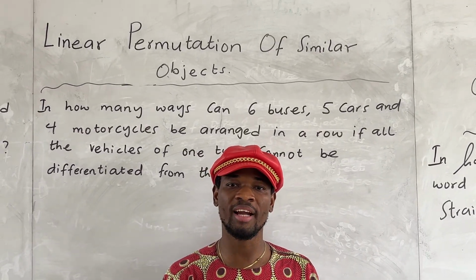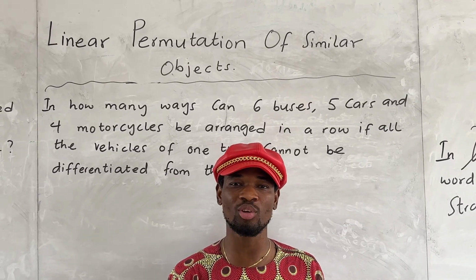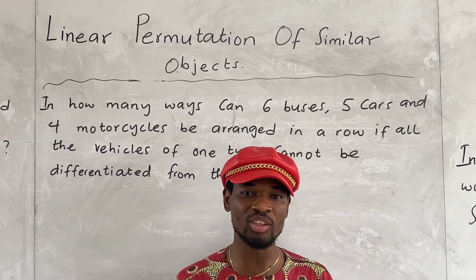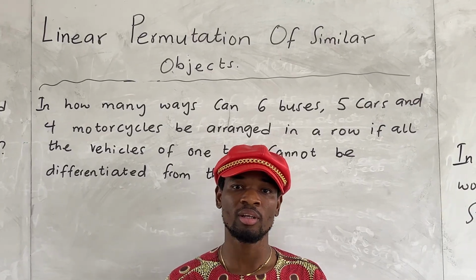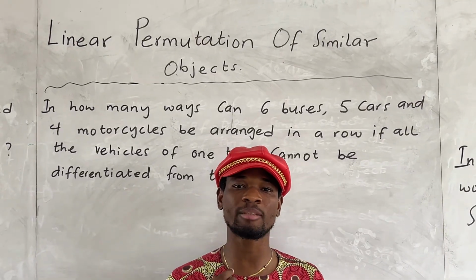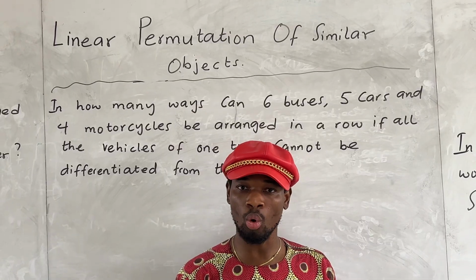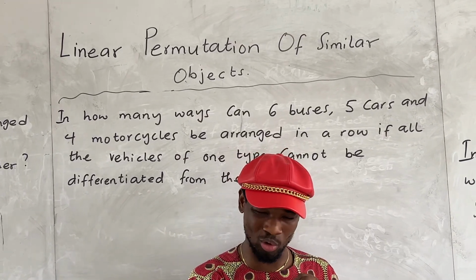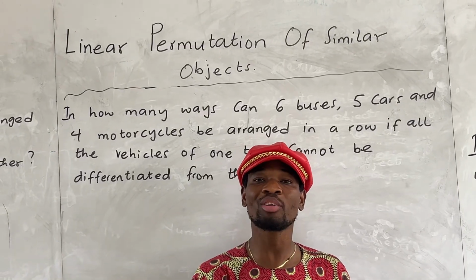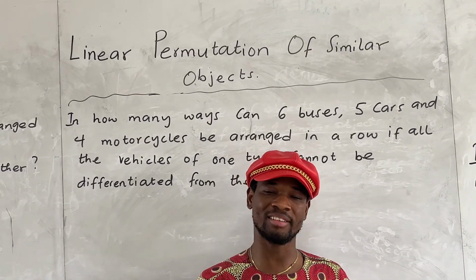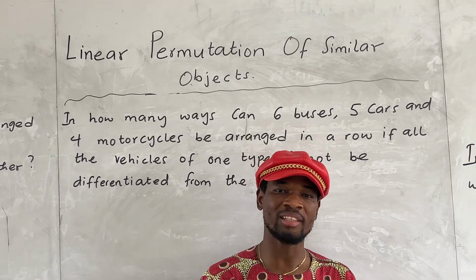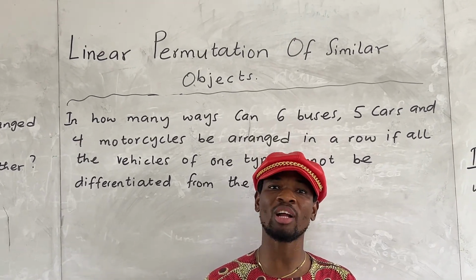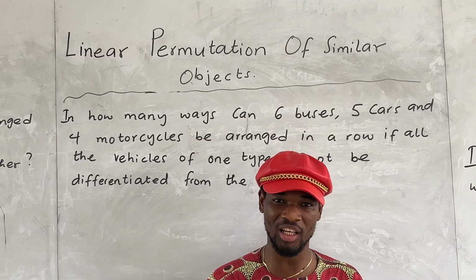If you are new here, kindly visit my previous lecture videos on linear permutations of similar objects. The concepts have been explained so well. Just visit those previous lecture videos so that you can appreciate where the logic is coming from. We are just considering questions in order to appreciate the topic substantially.